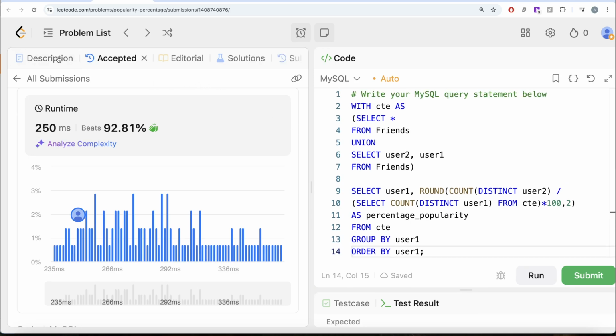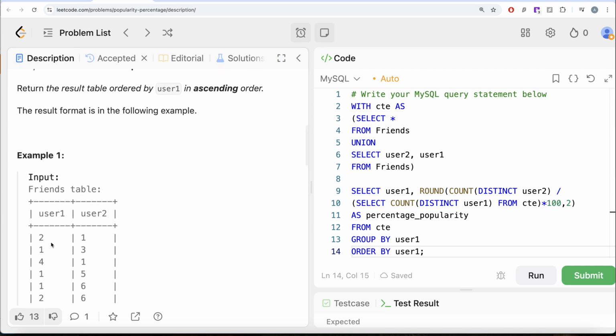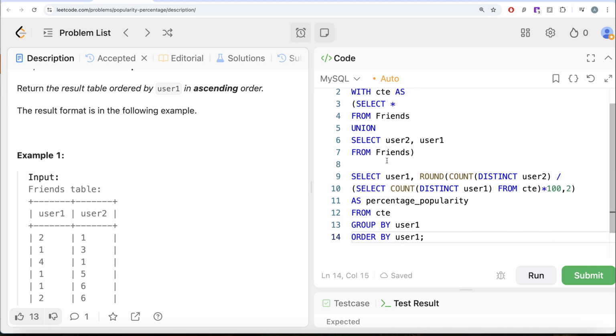Not a difficult question, but what we basically had to do was, firstly, we found out, okay, if 2 is a friend of 1, then 1 is also a friend of 2. We created that common table expression of all the possible combinations of friends. And then once we had that, we calculated the total number of friends per user divided by the total number of users that are present, and then multiplied it with 100 to get the percentage, rounded to 2 decimal places, and aliased as whatever is required in our output and ordered by the user. So yeah, this is how we do it.